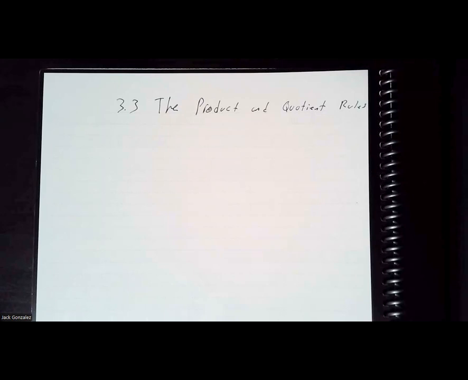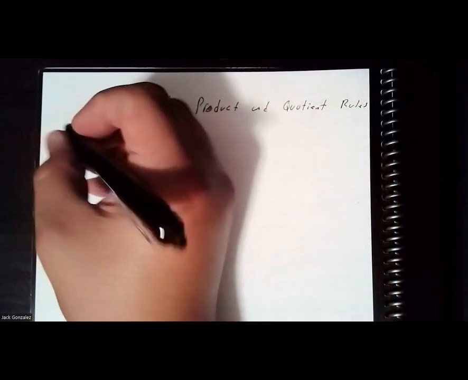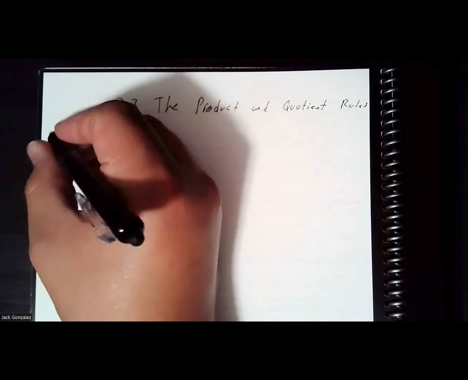Sometimes you can multiply stuff out and do it term by term, but most of the time it's best to just use the rule. Because multiplying can get ugly if you have like huge powers. So this is the product rule.